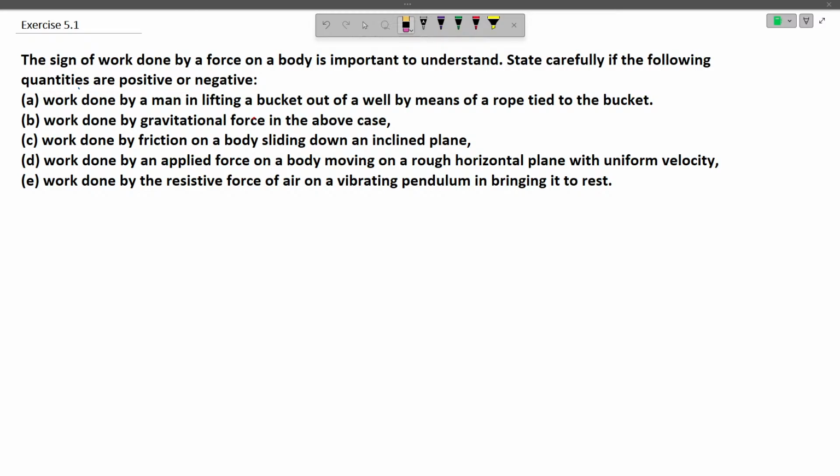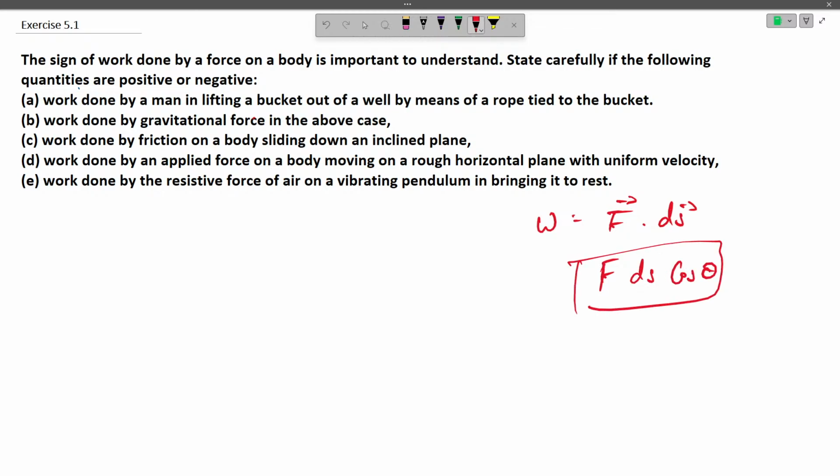So the first question says that the sign of work done by a force on a body is important to understand. State carefully if the following quantities are positive or negative. So we know by definition of work that work is defined in physics as the dot product of force and displacement, and if we write it in the magnitude form, then it would be equal to force times displacement cos theta, where theta is the angle between these two vectors.